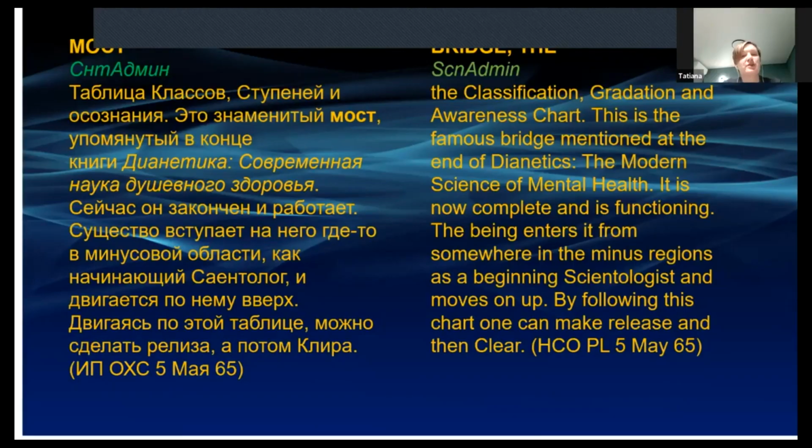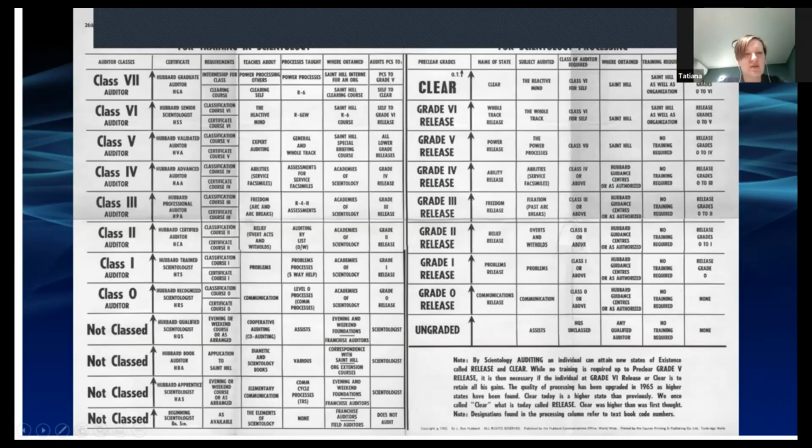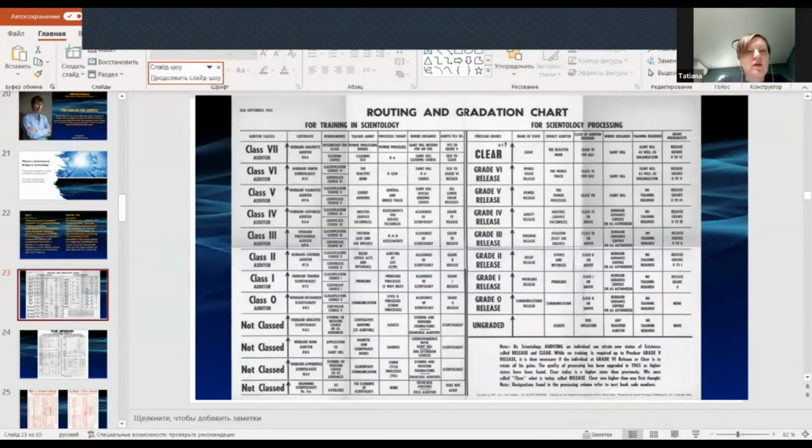Let us look at a dictionary definition of a bridge. You can see the English definition on the right of your screen. This is one of the first charts that was ever developed on this subject. It's partially covered by the picture, but still you can get the idea. This is called the routine and graduation chart. There's a date there, 25th of September 65. It's one of the first versions of the bridge.